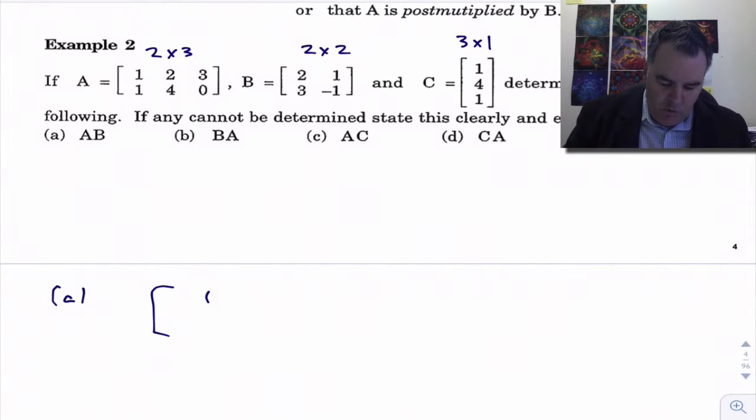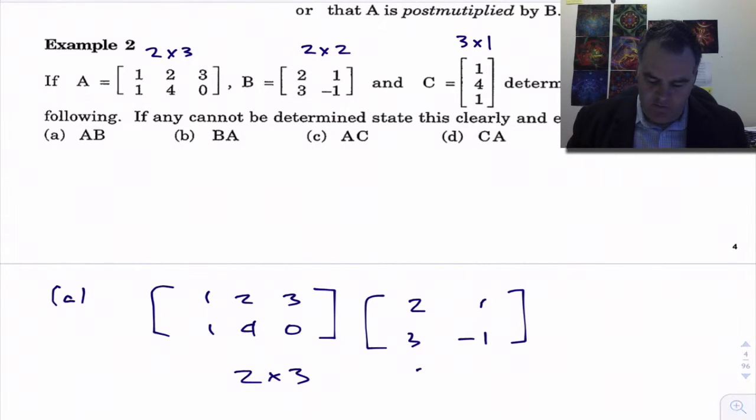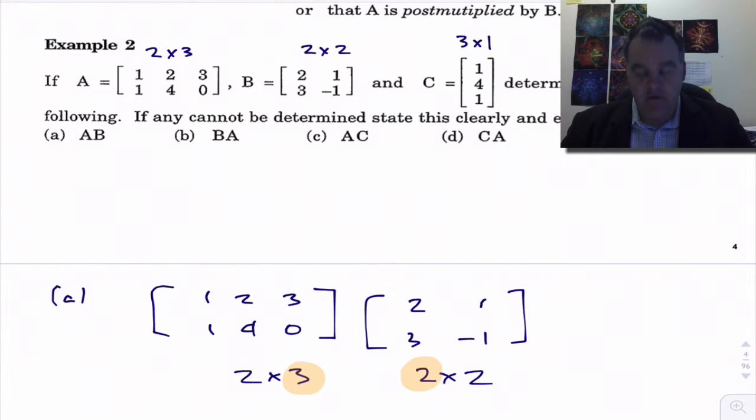Alright, so we've got A, which is 1, 2, 3, 1, 4, 0, and we're going to times it by B, which is 2, 1, 3, negative 1. Okay, so this is a 2 by 3 matrix, this is a 2 by 2 matrix. In order for the two matrices to be able to be multiplied, this number and this number must be the same. The number of columns in the first one must be the same as the number of rows in the second matrix. What is important here?